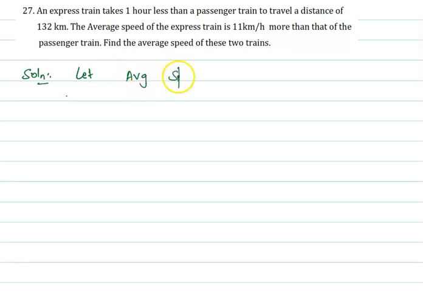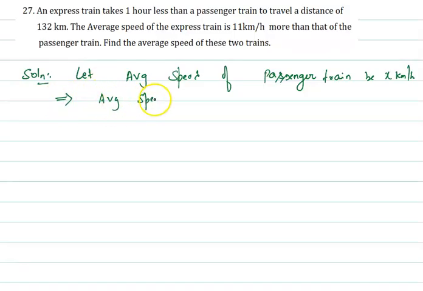See, I am going to consider, let the average speed of the passenger train be x kilometer per hour. This implies the average speed of the express train should be 11 km more than this, so it is equal to x plus 11 km per hour.